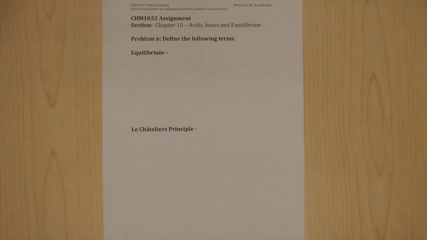Chapter 10, Problem 6. Define the following terms: equilibrium and Le Chatelier's principle. Ooh, two really big concepts. These are huge. These are everywhere. These explain a lot in biology. These terms explain a lot in ecology. They explain a lot. They're very important terms. They're also extremely complicated. But I'm going to do my very best to simplify this for you.